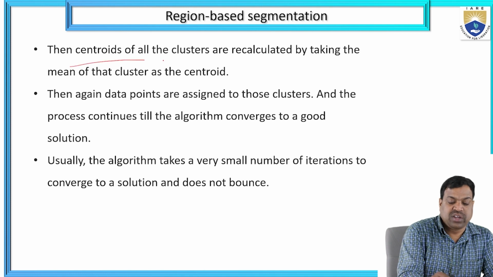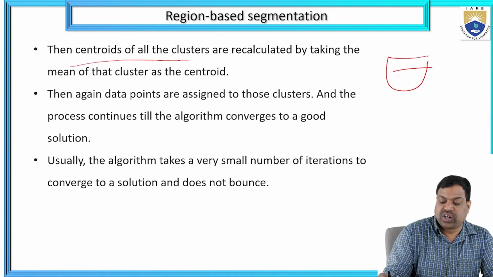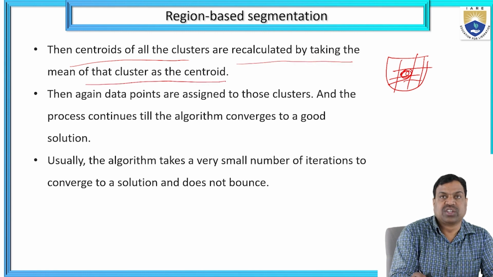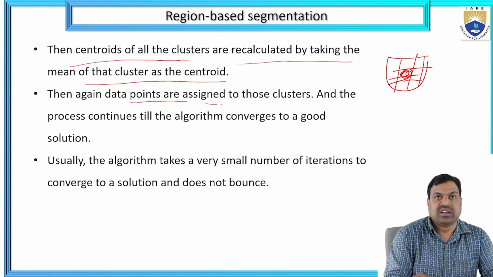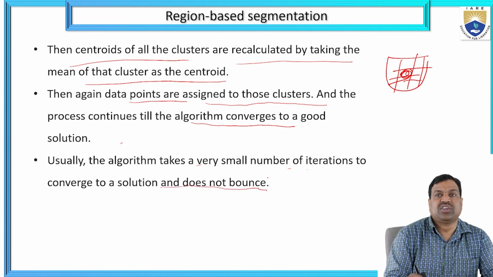So the centroids of the clusters are recalculated by taking the mean of the cluster. Then the data points can be assigned to those clusters, and the process continues till the algorithm converges to a good solution. The algorithm takes a very small number of iterations to converge to a solution.